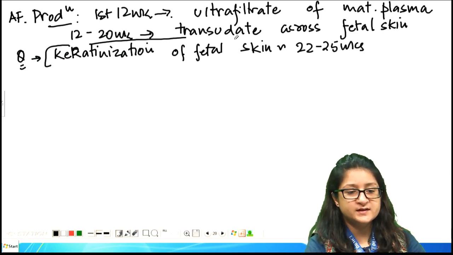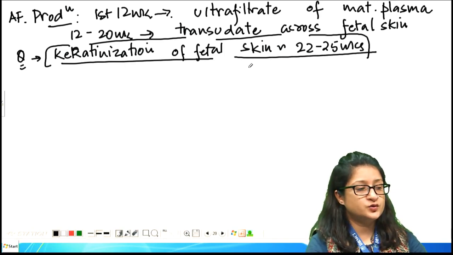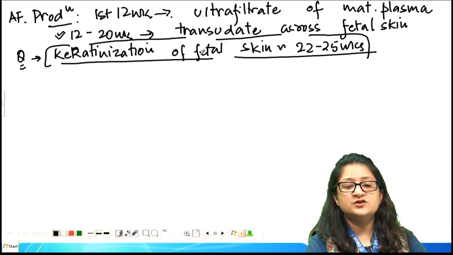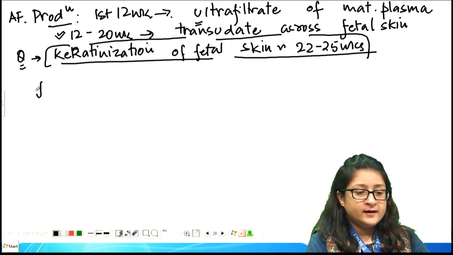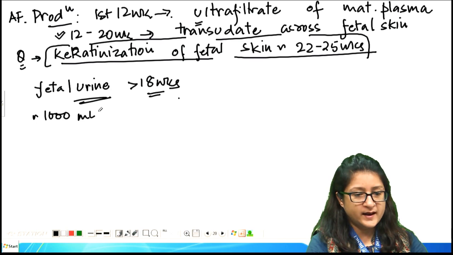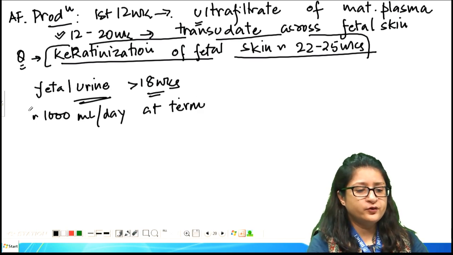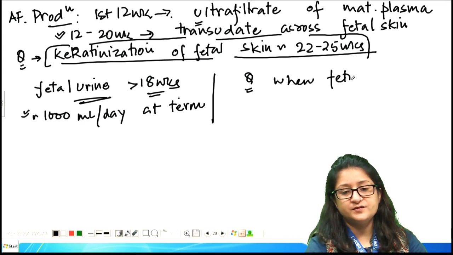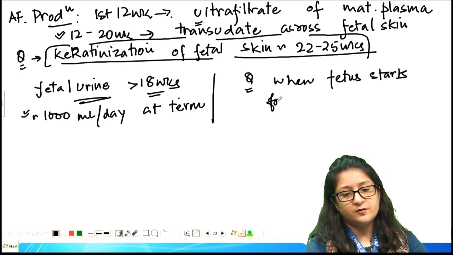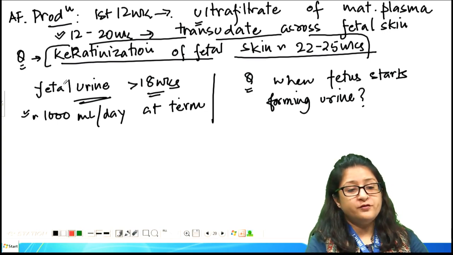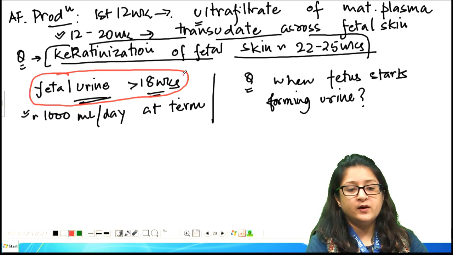So this is a little bit of difference here, that the keratinization of fetal skin takes place at 22 to 25 weeks. This has been asked. And in the second trimester, between 12 to 20 weeks, it is mainly as transudate across fetal skin. Importantly, fetal urine is the major contributor beyond 18 weeks. So beyond 18 weeks, it is fetal urine, and this can be as much as 1000 ml per day at term is the amount of urine production by the fetus. All right. But if they ask you when the fetus starts forming urine, these are two different points you should remember, that the contribution of fetal urine to amniotic fluid is majorly beyond 18 weeks, okay?